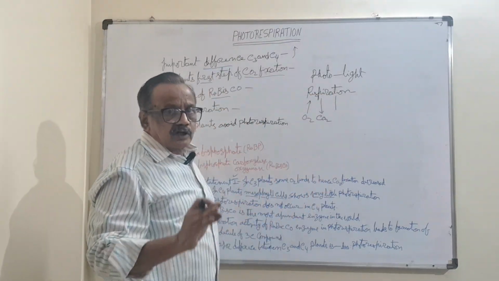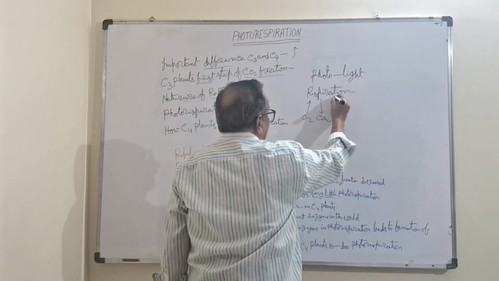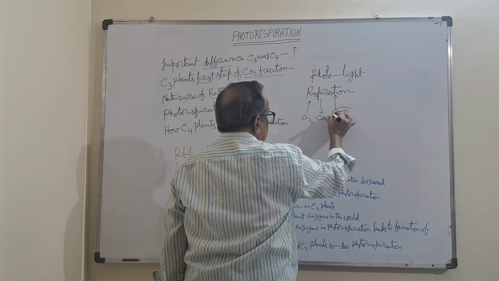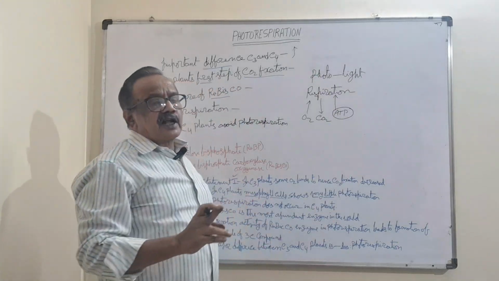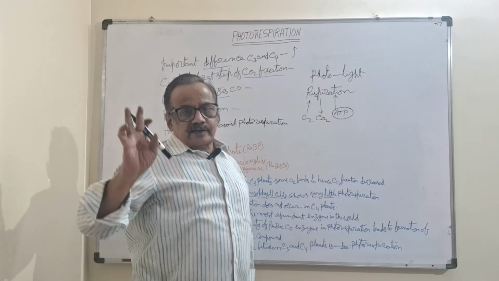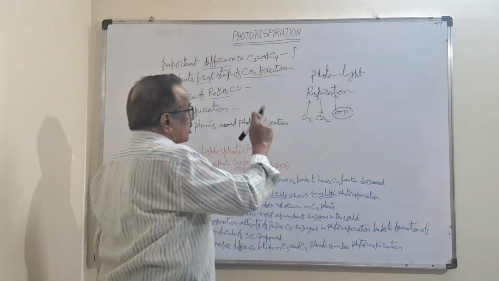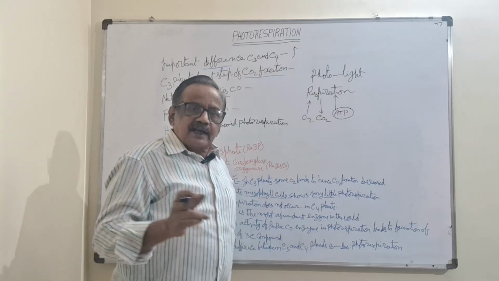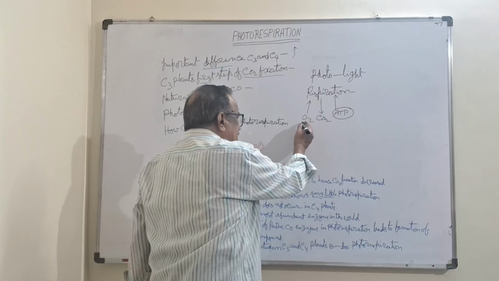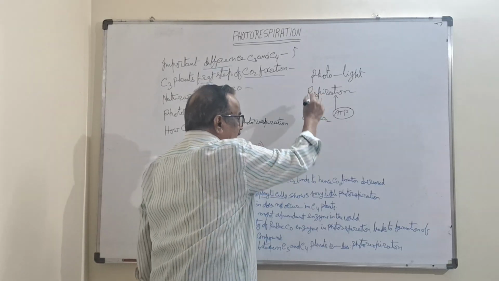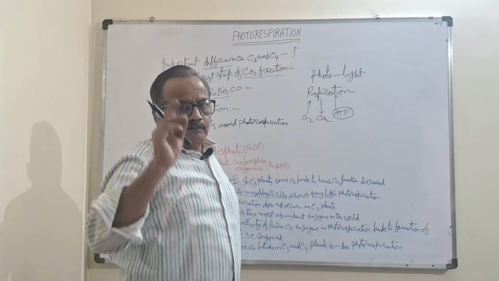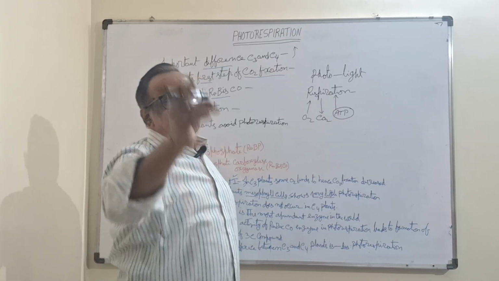But here in photorespiration, it takes ATP. This is one of the differences between respiration and photorespiration. Remember it, this is an important point. Photorespiration is respiration that takes place in the presence of light. Why are we calling it respiration? Because it is like respiration: it takes oxygen and releases carbon dioxide. But it also takes ATP. That is the major difference between respiration and photorespiration.